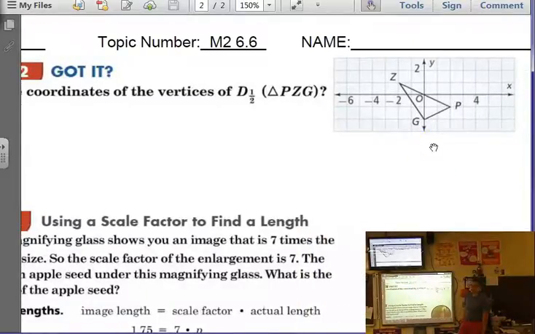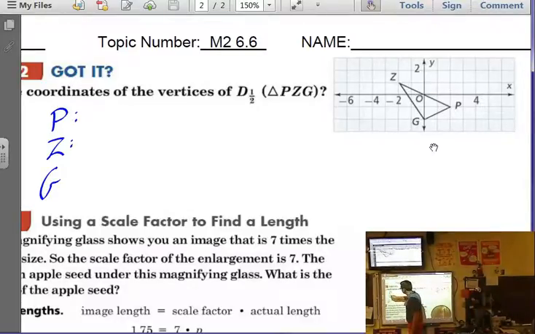So now we have dilation by a factor of 1/2. With this one, I'd advise you not to draw it. Let's just write them out. So I want you first to notate P, Z, G where they are right now. This is what we do tomorrow.